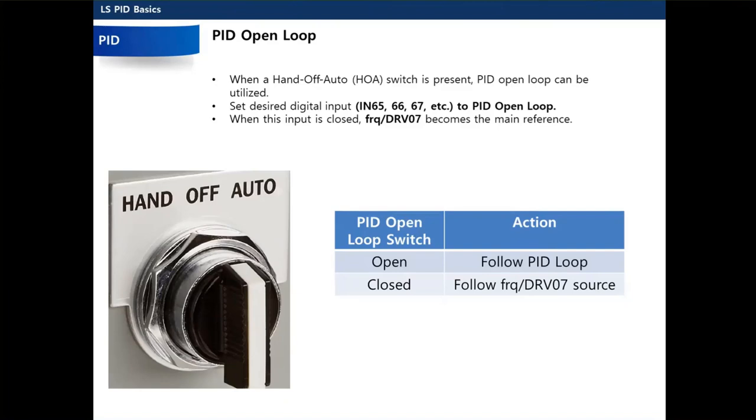Okay. And that's why they call it PID open loop. It's like disabling PID. That's what that term means. You're going between PID and then your hand reference, which could be a keypad reference. It could be a speed pot, but it's ignoring your PID setup. That's the purpose of PID open loop. Keep that in mind. It's very easy to set up. It's just one parameter.